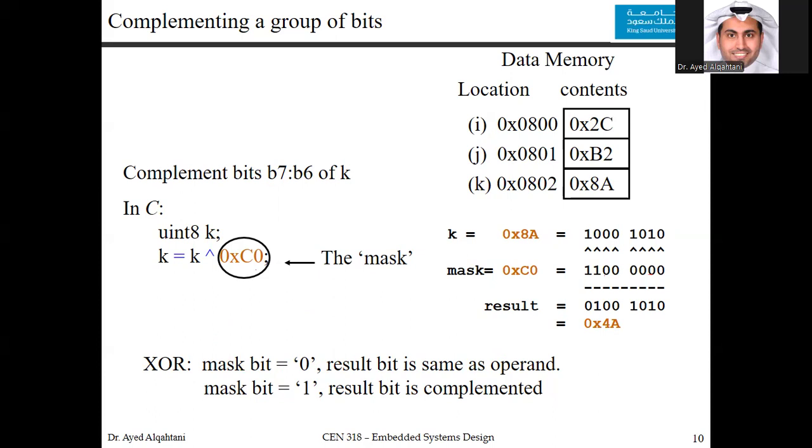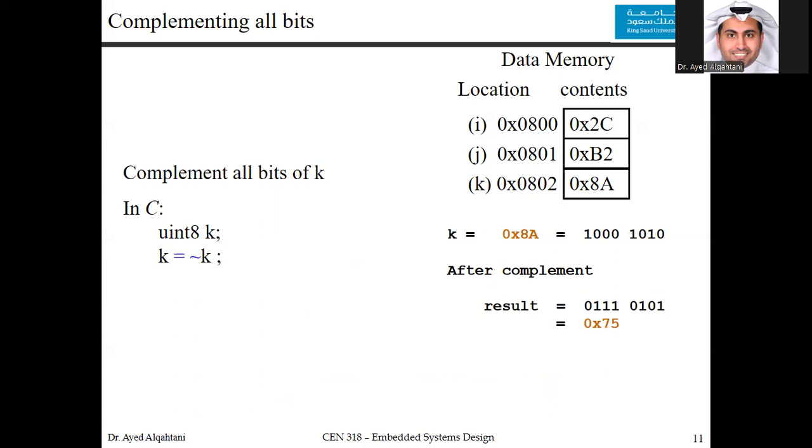Now, let's say you want to complement all the bits. This is easy because you will just use the complement operator. And here, if we take k, the complement of k is going to be, you flip all the bits, the 0 becomes 1 and the 1 becomes 0, or what we call the ones complement.